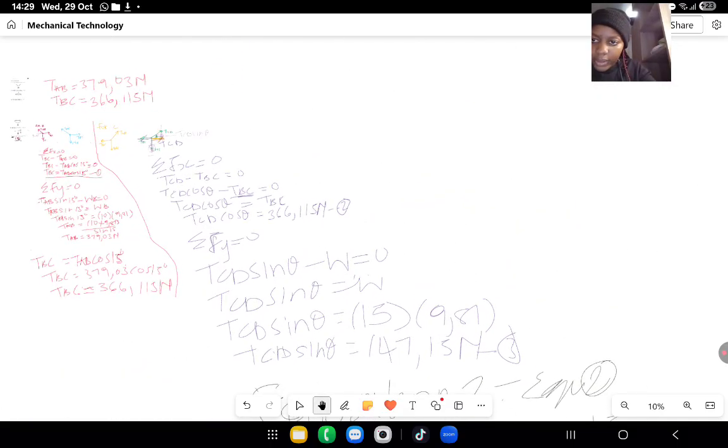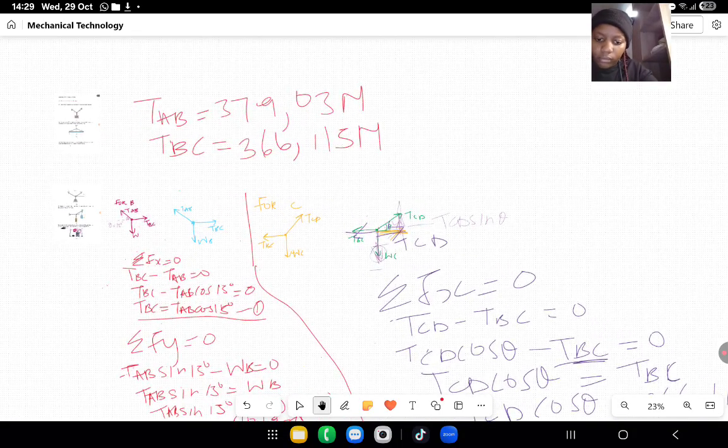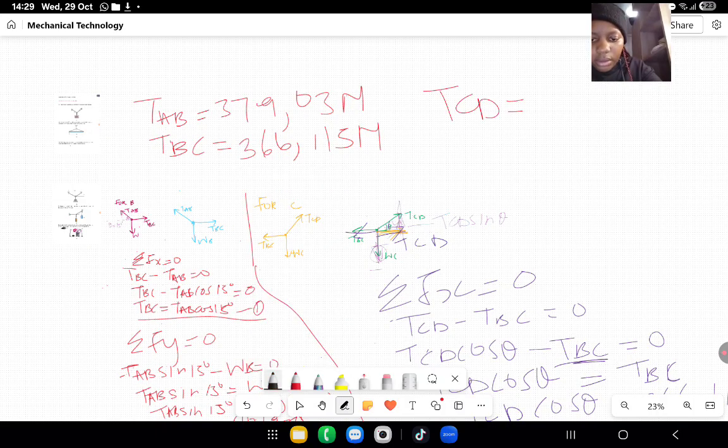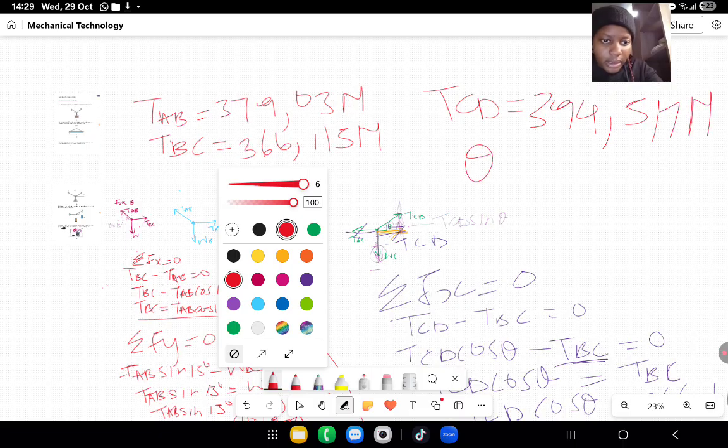So we come back here, we use the red one, then we will say TCD equals 394,517, and then our theta equals 21,9. Then we are done for today.